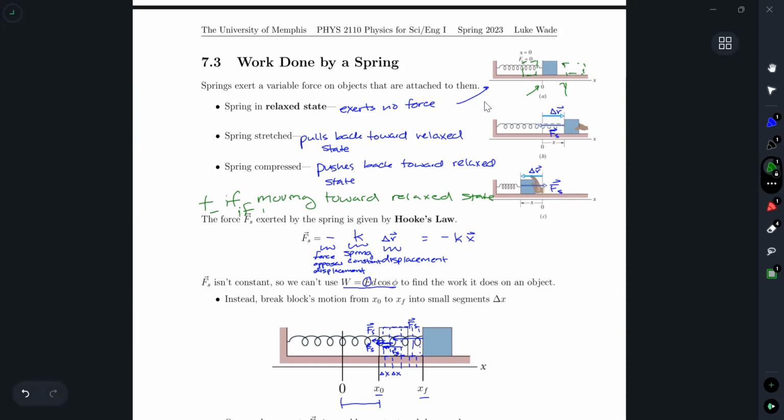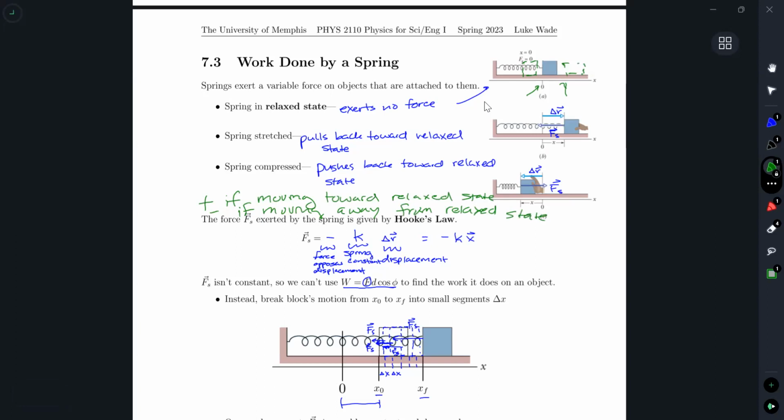Negative if moving away from it. And I sure wish I had said that the first time. That probably would have made it much less confusing than I think I made it. But that is the idea, that it's always trying to bring the block back towards that equilibrium position, and it does so by doing work to bring it back.